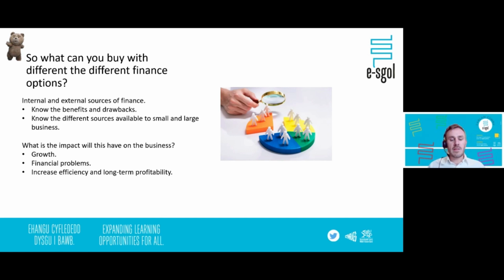So what is the impact that this will have on the business? Now we're going on to that D stage of TED: the development, the impact it has on the business. On these 6, 8 or 10 mark questions, your first point is a relevant source of finance. Let's say, just for instance, it might be an overdraft. Then I want you to tell me about an advantage and disadvantage of using an overdraft.